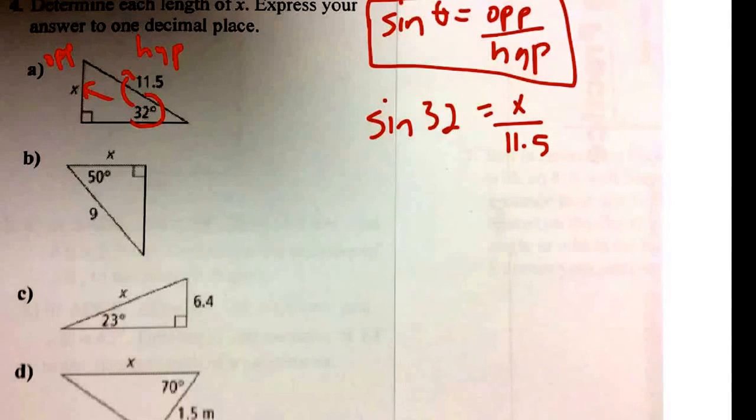So you can see with all these questions, we're doing the same thing. You're going to label your triangle, figure out which sides are which. Then you've got to decide between tan, sine, and cosine. And once you do that, then you cross multiply and solve your question.